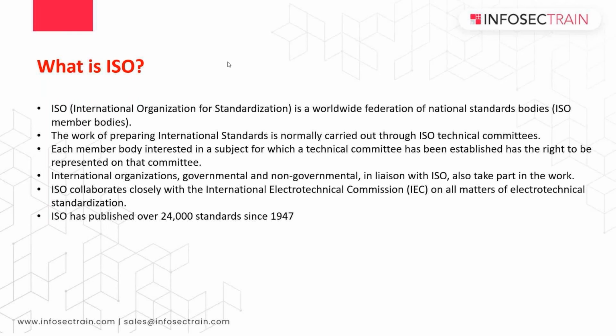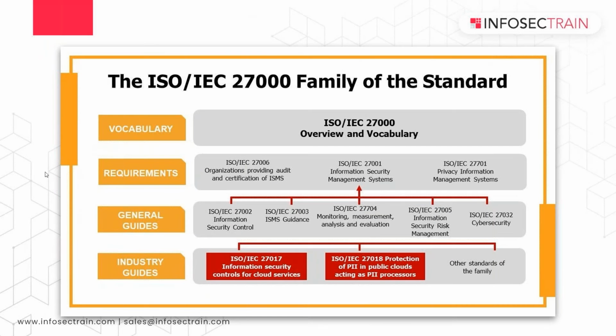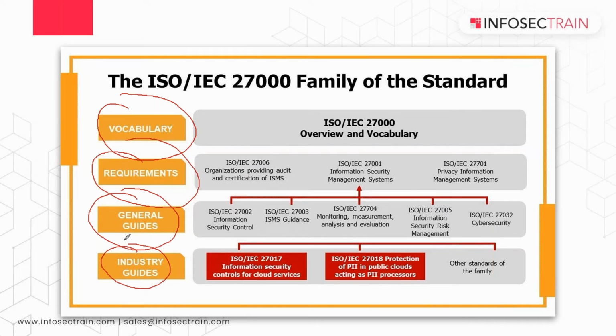Before that, there is a family structure of a standard. If you look at the screen, what do we have over here? We have 4 things. What are the 4 things? On the left hand side, if you look carefully, first is vocabulary, second is requirement, third is general guidance, and fourth is industry guide. When I'm talking about the 27000 series, it's a family. Under that, multiple other things have been developed: requirement standards, general guidance, and industry guide.